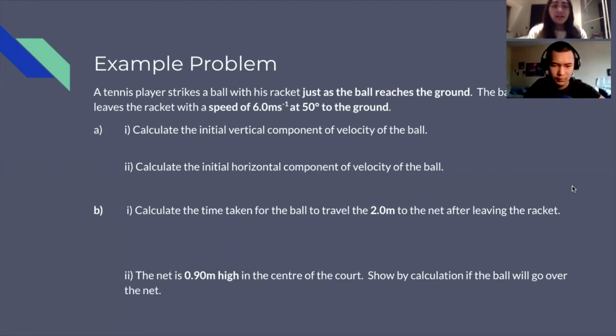Our next problem. A tennis player strikes a ball with his racket just as the ball reaches the ground. The ball leaves the racket with a speed of 6 meters per second at 50 degrees to the ground. So we have around 4 problems here. Calculate the initial vertical component of the velocity, calculate the initial horizontal component of the velocity, and then calculate the time taken for the ball to travel 2 meters to the net after leaving the racket, and then show by calculation if the ball will go over the net if the net is 0.9 meters high. So again, around 5 seconds to pause and solve.